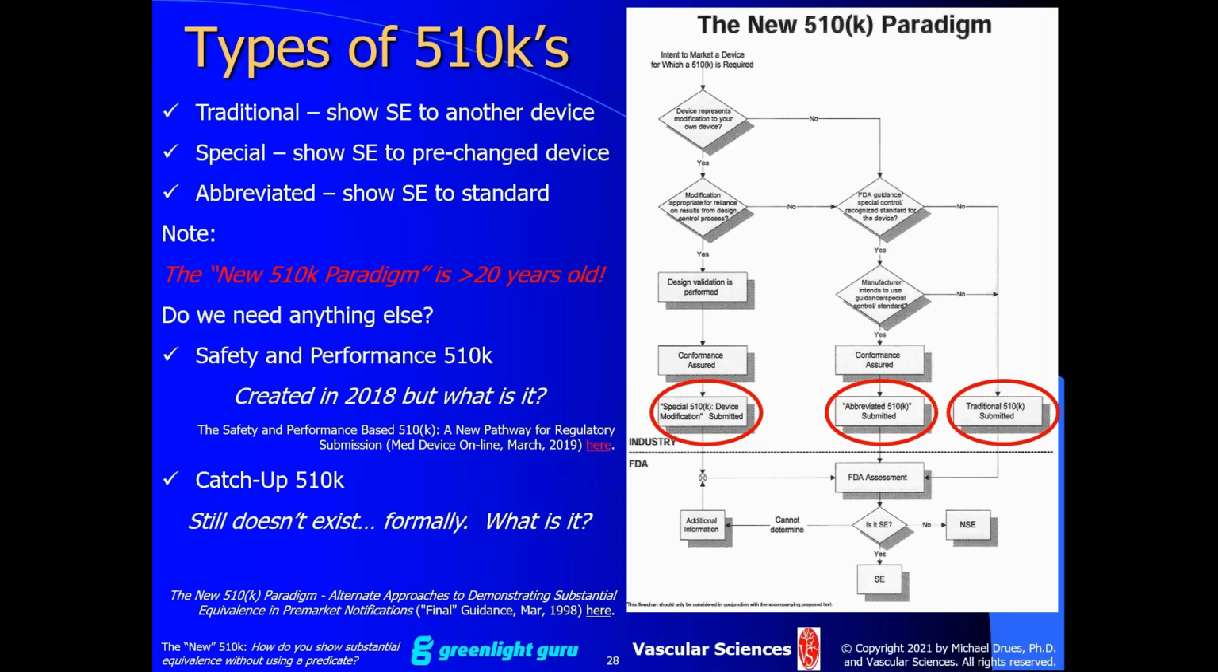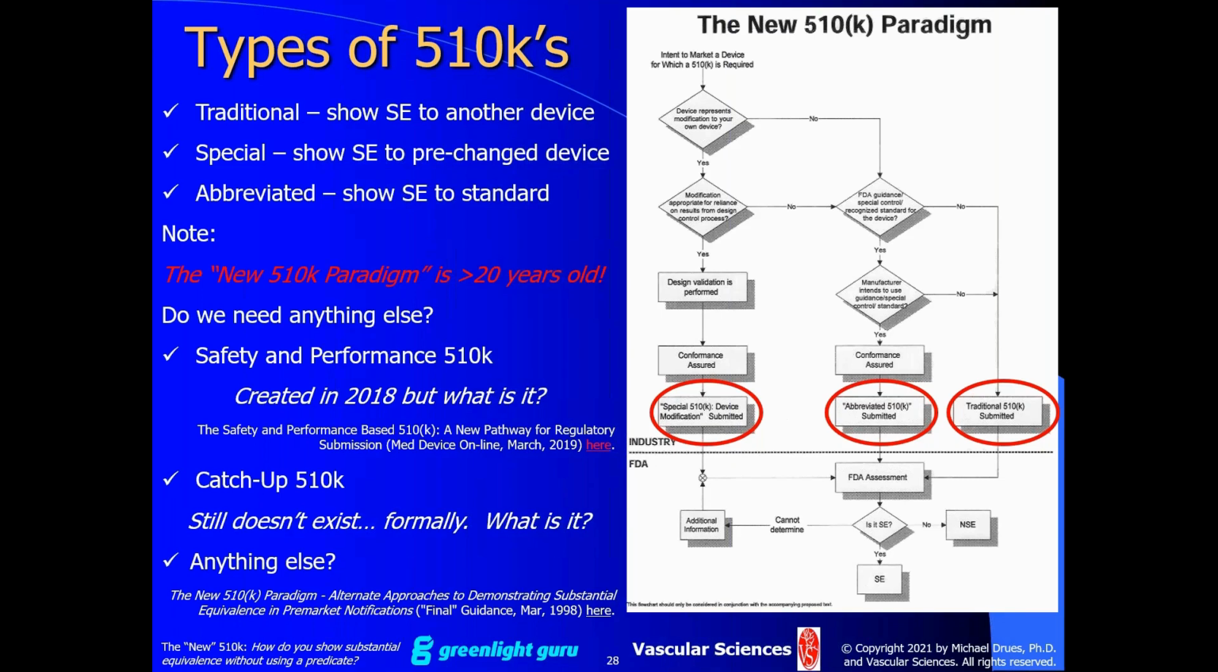Now, unlike a lot of regulatory professionals, I refuse to use regulation as an excuse to hold me back. Just because we do not have a regulatory mechanism in place to do this doesn't mean that I can't do it. What I will do is I will take a traditional 510K, or in some cases a special 510K, and I will turn that into a catch-up 510K. And again, I won't get into the details of how specifically we do that. I talk about it in the change management webinar that I've done with Greenlight a while ago, so that's available for you. But don't use regulation as an excuse to hold you back.